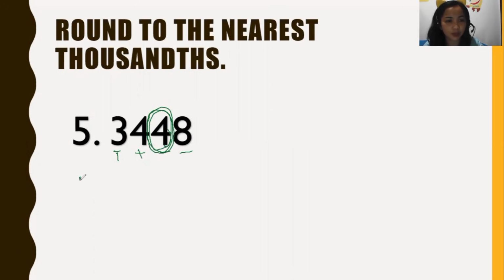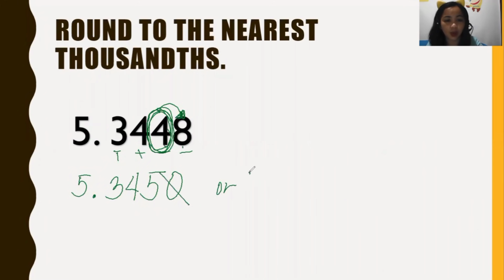So kopyahin mo na muna tong 5.34. Ito ang ira-round natin. Ang katabi niya is 8. So kapag 8 yung katabi, it is round up. So, magiging 4 plus 1 will become 5 at ang 8 will become 0. Or, drop the 0, we have 5 and 345 thousandths.